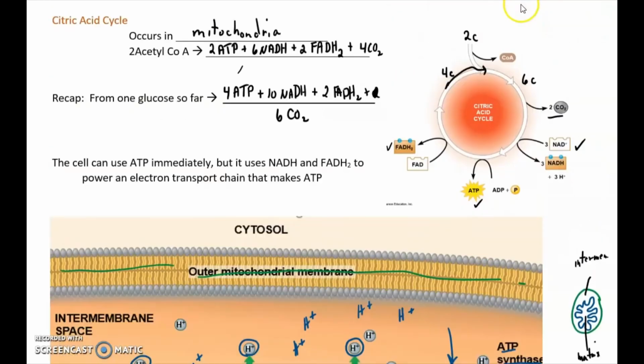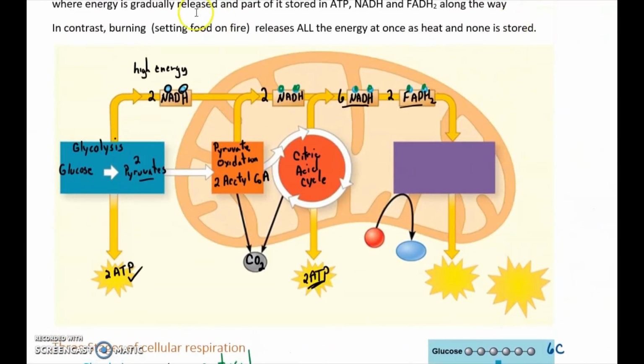So let's go to the top and add this to our overall summary. So this is oxidative phosphorylation. This is where we're going to use our NADs and our FADH2s. This is the step that uses oxygen and makes water. And we're going to make about 28 ATPs for a total of 32 ATPs.